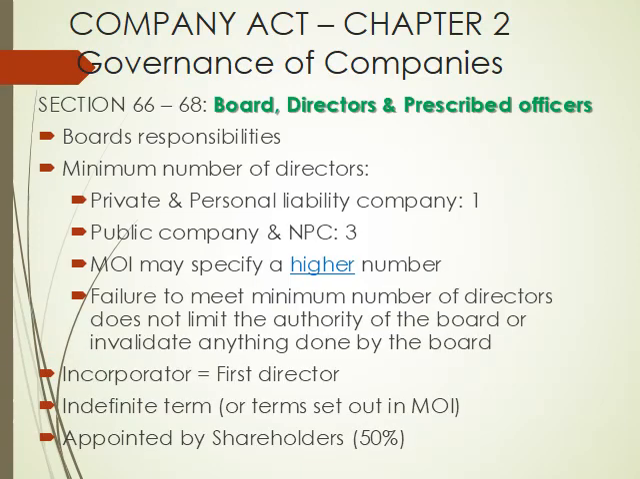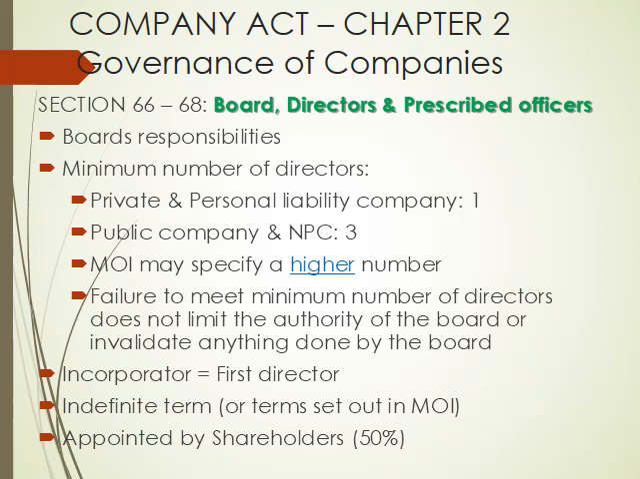Okay, so section 66 talks about boards, the directors and prescribed officers. It details the board's responsibility and the minimum number of directors. For a private and personal liability company, that is 1, but if you are a public company or a not-for-profit company, then you need at least 3 as the minimum number of directors. However, the MOI may specify a higher number of directors. But do note that the failure to meet the minimum requirement of directors does not in any way limit the authority of the board or invalidate any decisions that were taken by the board.